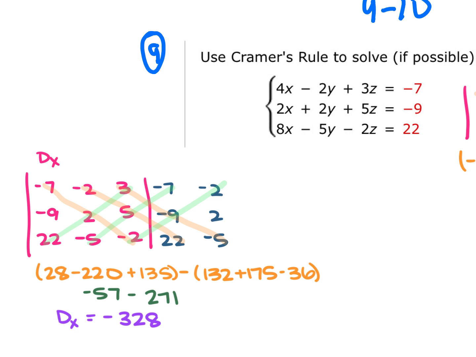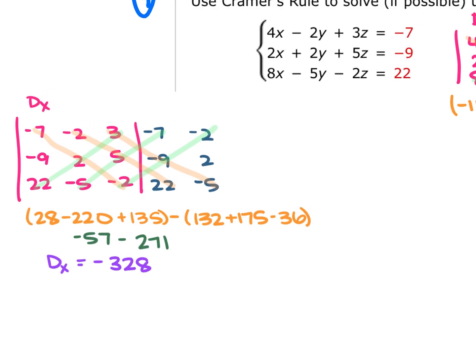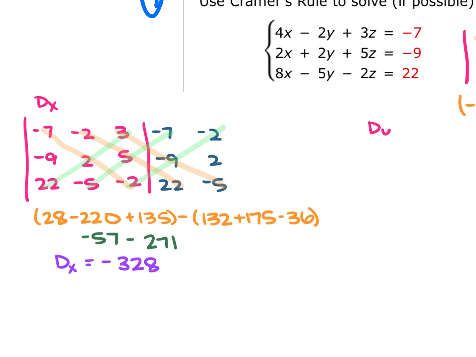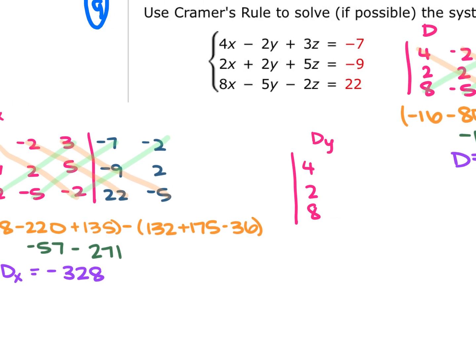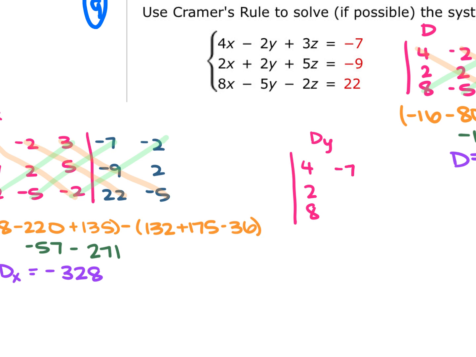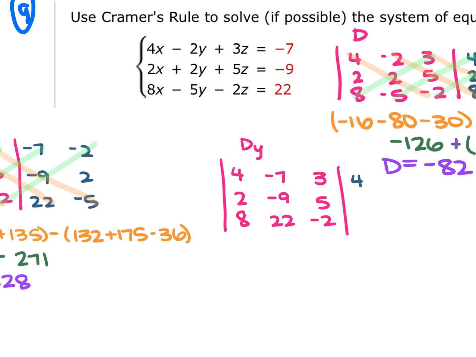From here, now that we have D sub x, we're going to find D sub y. So that means your x values are going to stay in your matrix. So they're going to stay 4, 2, 8. Your y values become your answers. So that's going to be -7, -9, and 22. And then your z values stay to be 3, 5, -2. Just like the one before, rewrite the first two columns. So you have 4, 2, 8, -7, -9, 22.